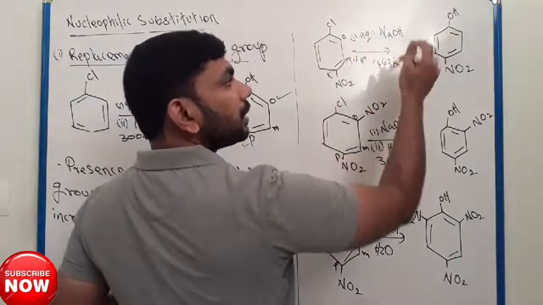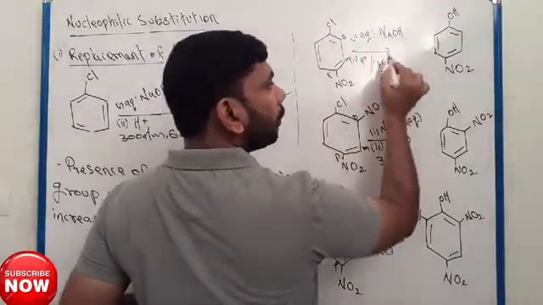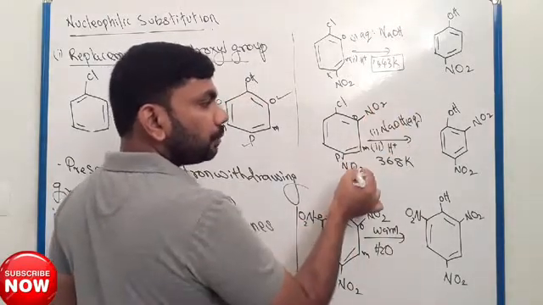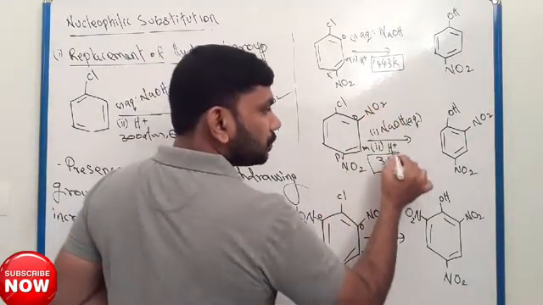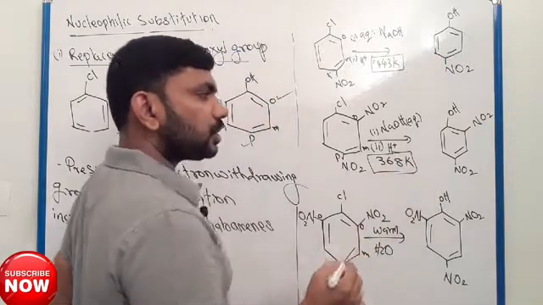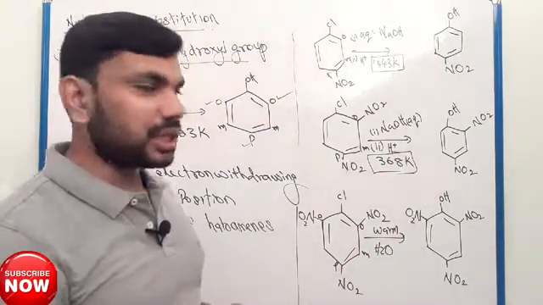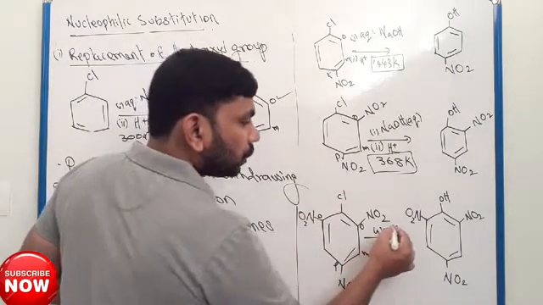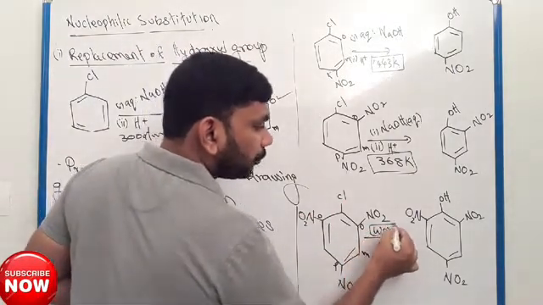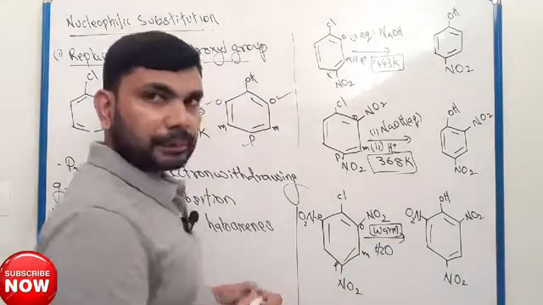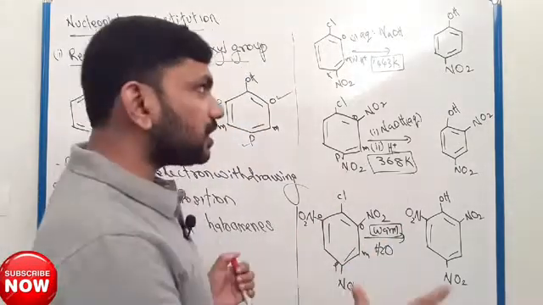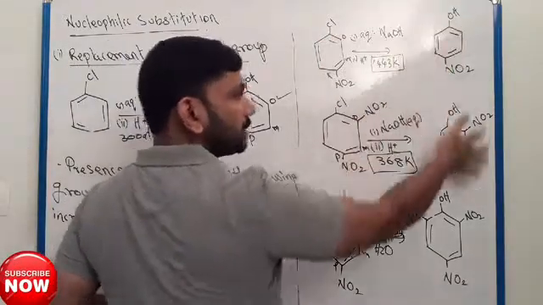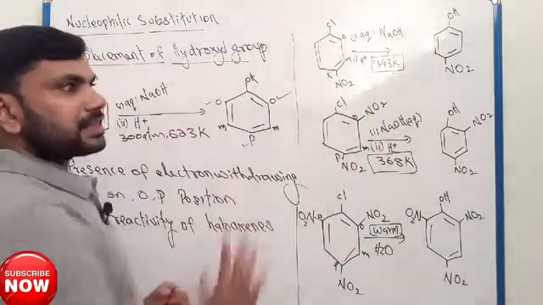Here there is only 1 electron withdrawing group, so for this chemical reaction we have to use 443 Kelvin. Here with 2 electron withdrawing groups, we have to use a comparatively lower temperature, 368 Kelvin. Here with 3 electron withdrawing groups, you just warm the mixture. So the product is always the same. Here chlorine is changed to OH.